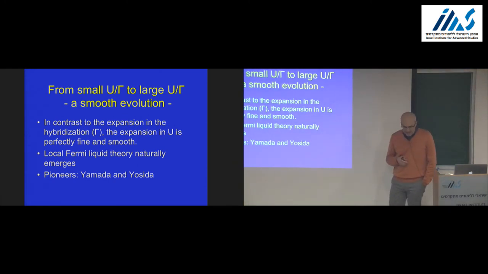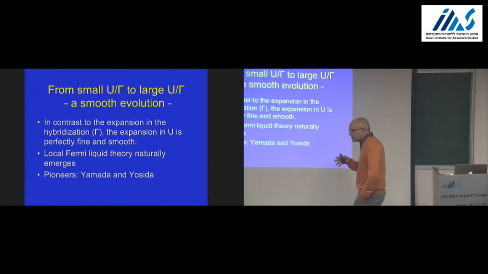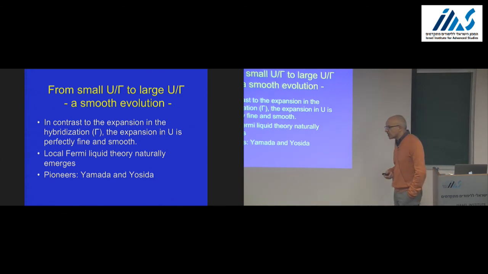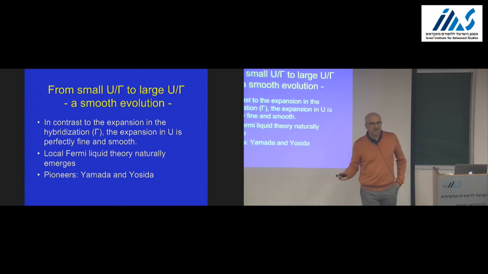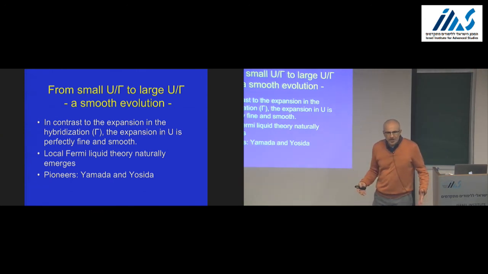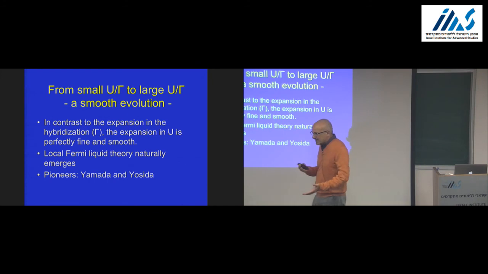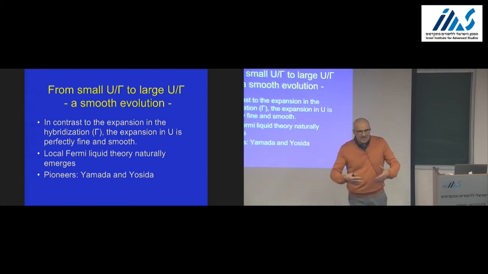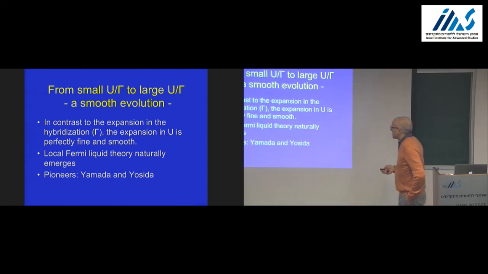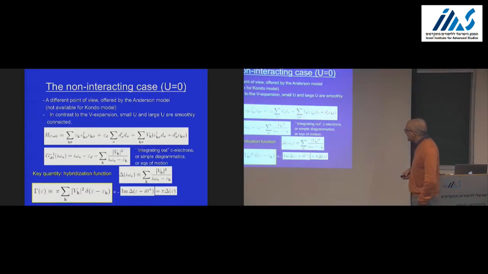So the good news is that in contrast to the expansion in V or in J, which is very singular, the expansion in U is completely smooth. It's a completely smooth expansion, which with hindsight, you probably can guess, because this is a 4-fermion interaction, and we know that in many cases, a 4-fermion interaction is actually something that leads to Fermi liquid theory and doesn't break adiabatic connection. So that's what we can do.